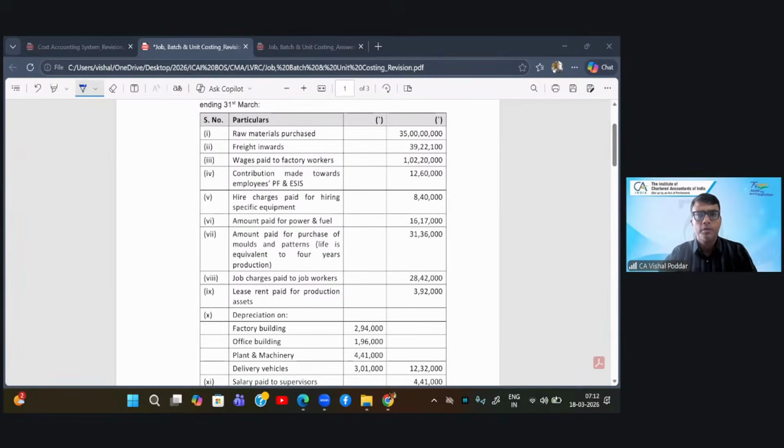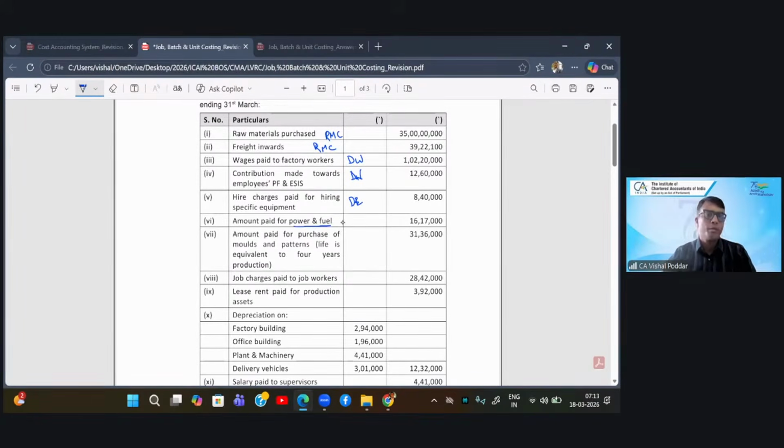So see, this will come in raw material consumed. This is also raw material consumed. This will be direct wages. This will be direct wages. Now, hire charges paid for hiring of specific equipment. This will be direct expenses.